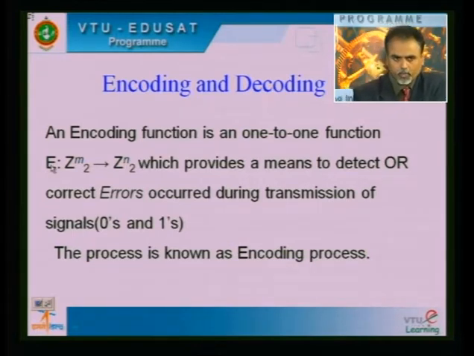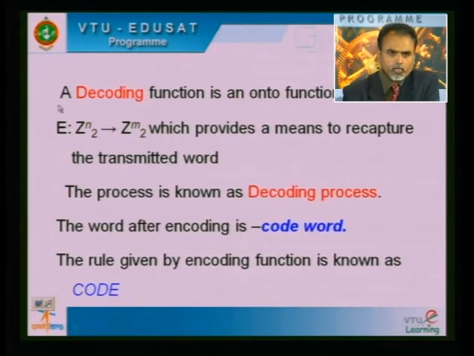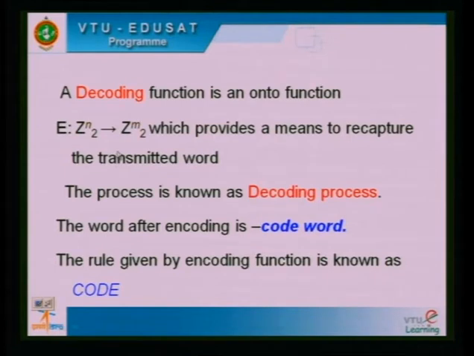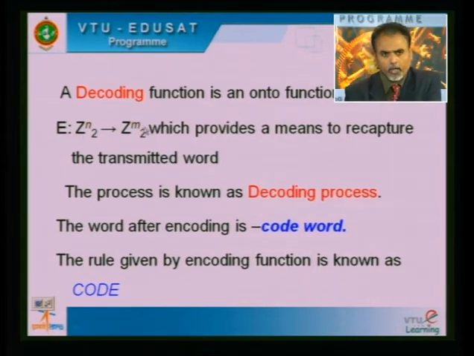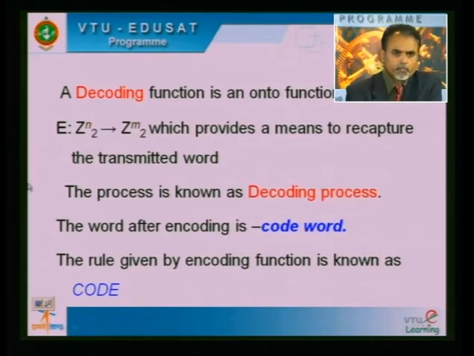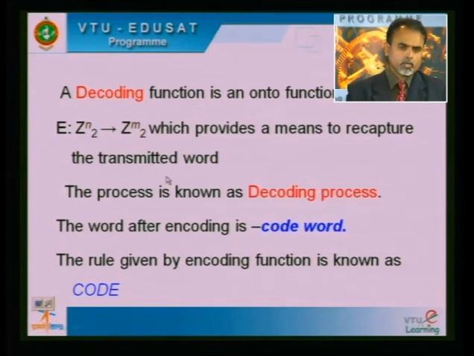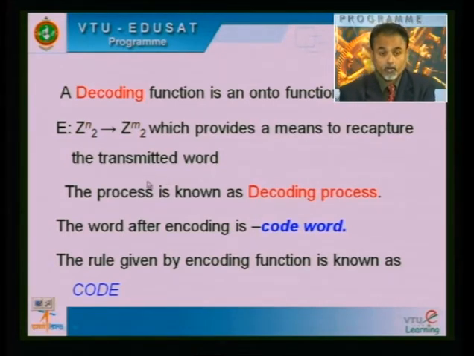Similarly, decoding is a reverse function. So encoding is a function which takes a number from some 3 dimension to 5 dimension, say. Decoding reverses that number, but the reversed number may not be the same number we started with. The decoding function is an onto function, for every number from n dimension to m dimension back. Everywhere Z2 I have written, do you remember? Because 0, 1 binary bits we are going to use. So here decoding is a function from n dimension to m dimension back. Here it was m dimension to n, there it is n to m. You can notice that, which again provides a means to recapture the transmitted word. Received we are using, and what was transmitted we are trying to see. This process is known as the decoding process.